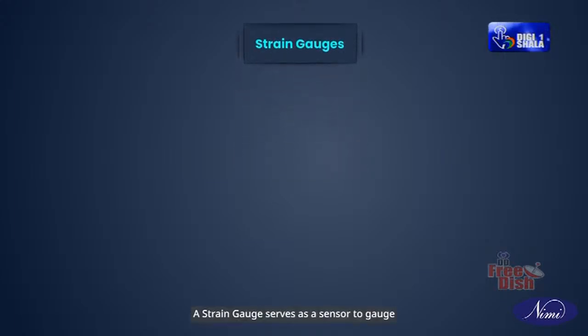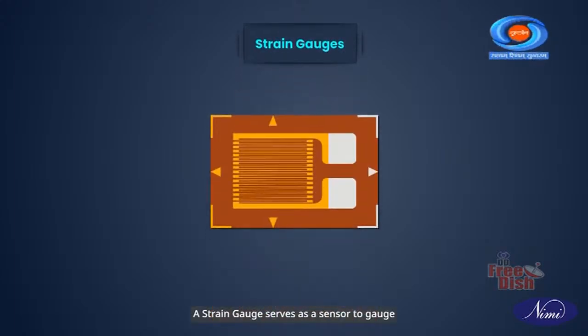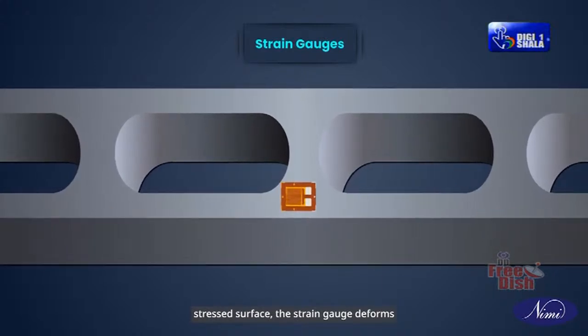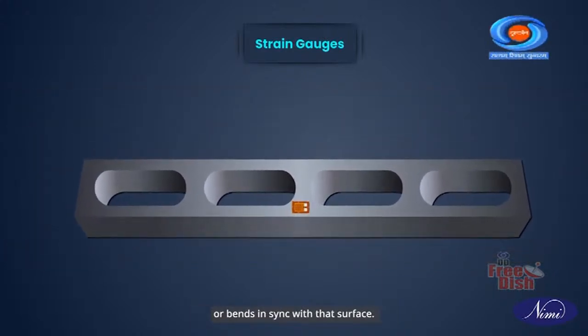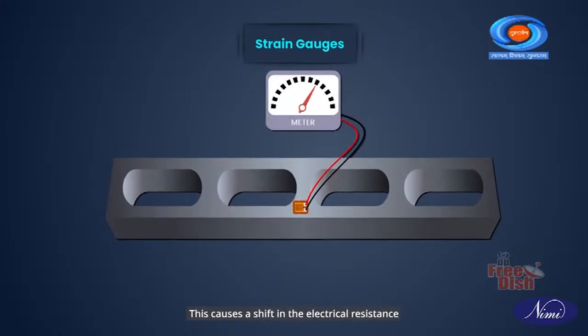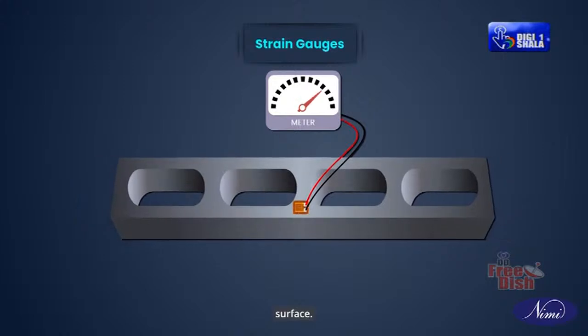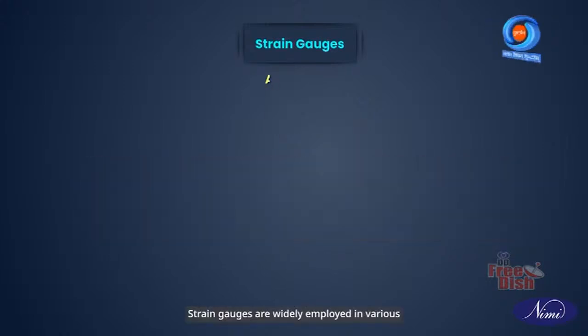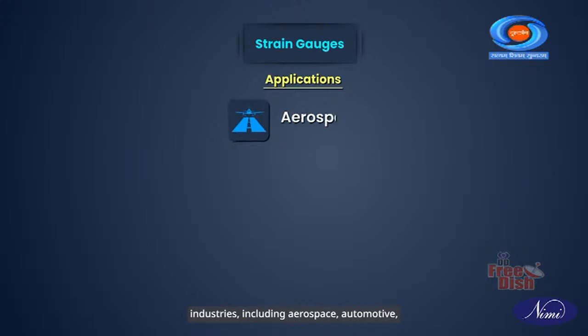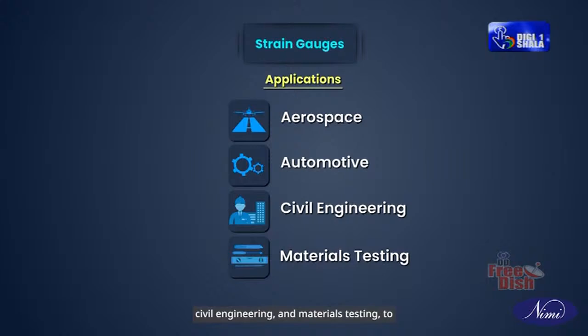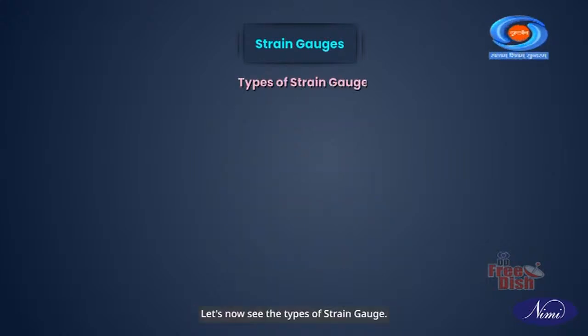Strain gauges. A strain gauge serves as a sensor to gauge and track the level of surface strain a material can withstand. When bonded to a stressed surface, the strain gauge deforms or bends in sync with that surface. This causes a shift in the electrical resistance proportional to the strain applied to the surface. Strain gauges are widely employed in various industries including aerospace, automotive, civil engineering, and materials testing to accurately measure mechanical stresses and strains. Let's now see the types of strain gauge.